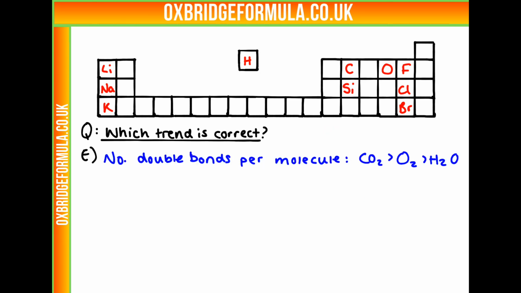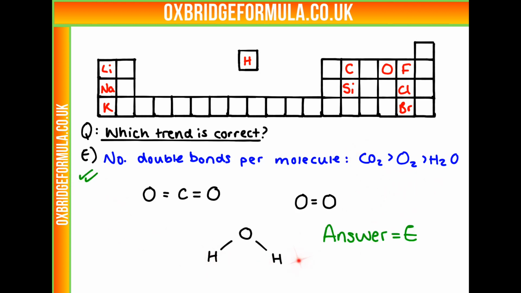So that leaves us with our final trend, which we know must be correct, but let's see why. So this is the number of double bonds per molecule, with carbon dioxide having the most, then oxygen, and then water. Well, let's just draw out all of these structures and count the number of bonds. So our carbon dioxide looks like this. We have 2 double bonds with our carbon bonding to each oxygen. Our dioxygen molecule has one double bond between the oxygen atoms, and then our H2O looks like this. We have no double bonds there. So yes, this is the correct order. CO2 has the most, then oxygen, then water. Give that a tick. So our overall answer is E.